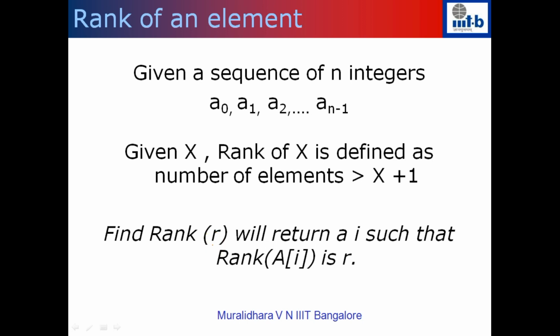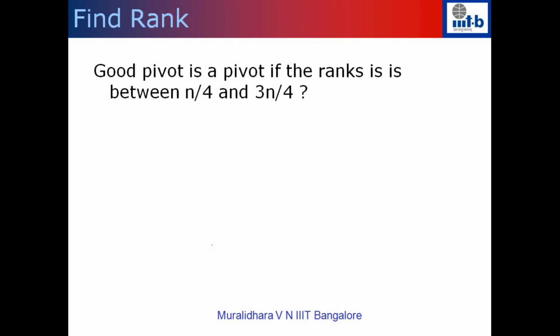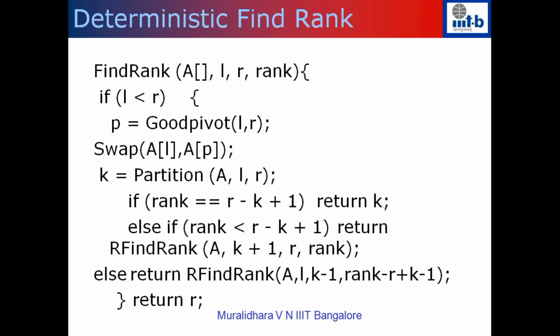We have also seen that a pivot is a good pivot if the rank of that pivot is between n by 4 and 3n by 4. So we will just modify the previous randomized find rank algorithm to get a deterministic find rank algorithm. The only difference that you see here is that the randomized pivot is replaced with a good pivot. Good pivot is a function which takes, of course, the array a and L and R, and it will return one of the elements between L and R.